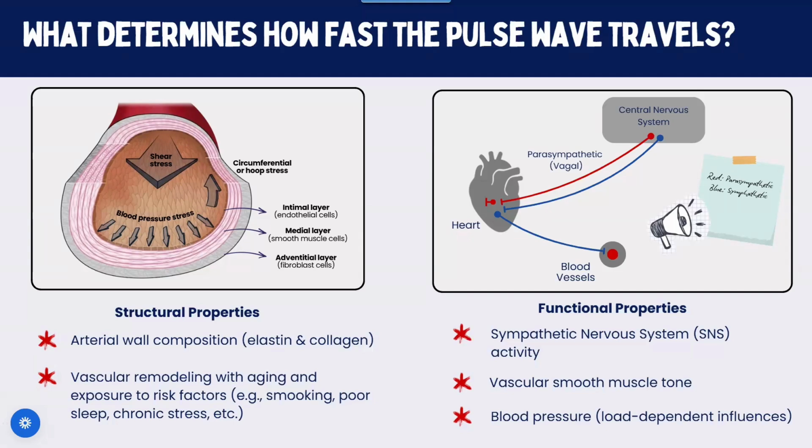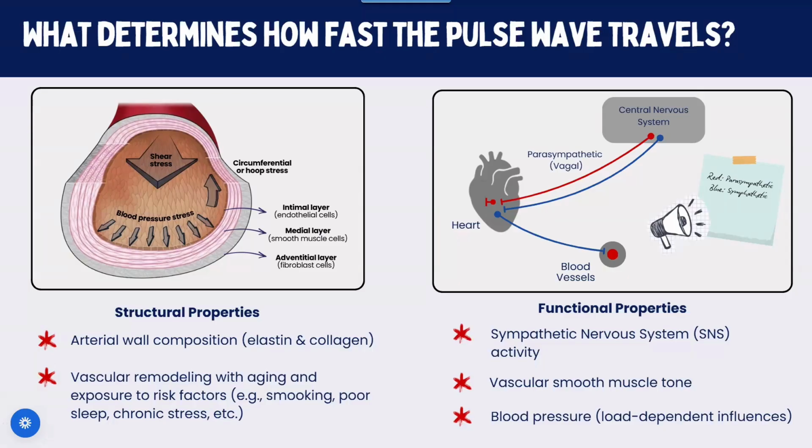We have our arterial wall, which is composed of 3 different layers, and largely we see elastin and collagen within these living tissues. What we find is that with aging, we see vascular remodeling due to aging and also exposure to risk factors. As our elastin and collagen with age start to break down, this will affect the speed of the pulse wave, meaning that it likely will be traveling faster as we're not able to dampen that signal.